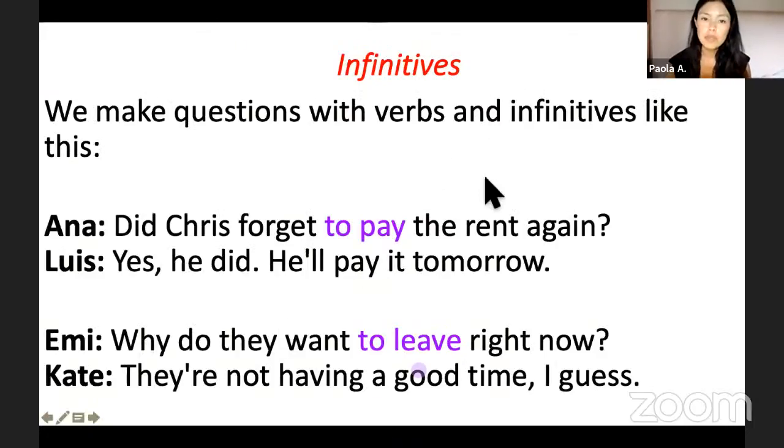Now, when we make questions with verbs and infinitives, we have to use them like this. So again, we can make questions in any tense, no? Present, past, future, usually questions go in present. However, in this case, this is a closed type of question and here is an information question, right? Let's read the first one.